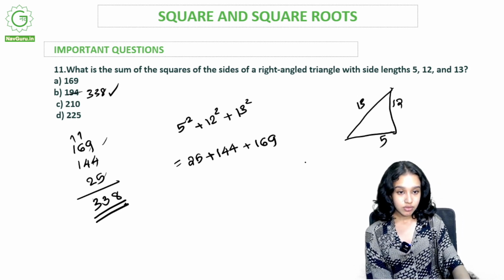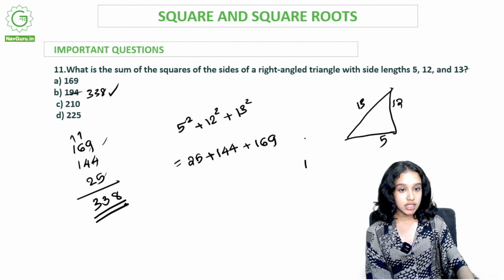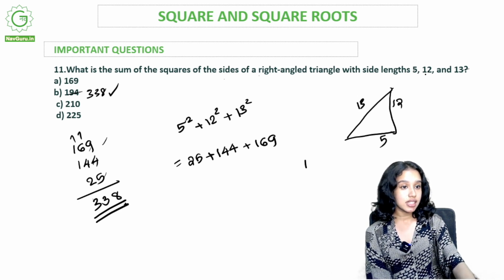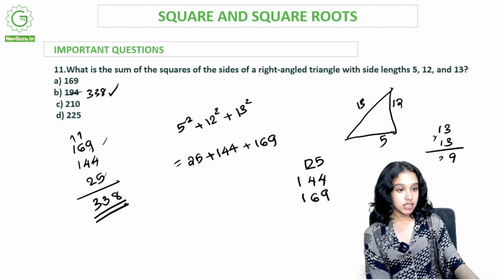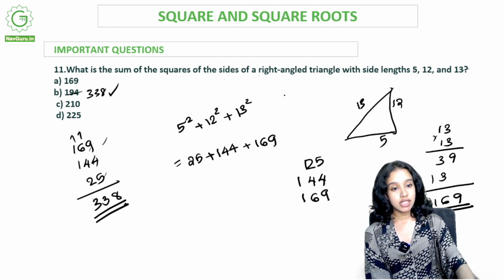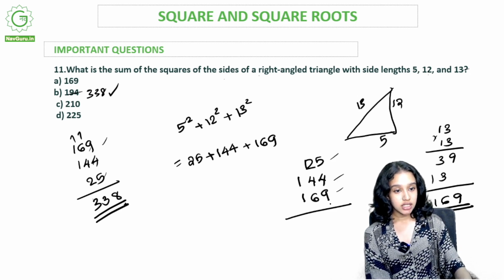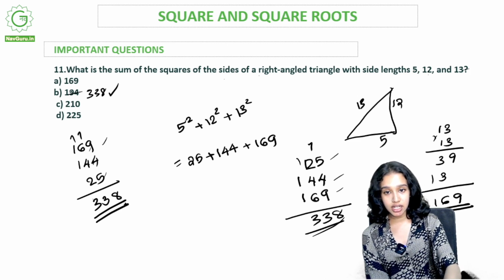Let's check again for 5, 12 and 13. It's asking the sum of squares of the sides of the triangle, and the side lengths are given. So 5 square is 25 and 12 square is 144 and 13 square is 169. Just checking to make sure: 3 3s are 9, 3 1s are 3, 3 1s are 3 and 1 3s are 3. It's 169. So let's add it again. 5 4 9, 9 plus 9 is 18. 3 4 7, 7 plus 6 is 13 and 338. Yes, 338 is the right answer.